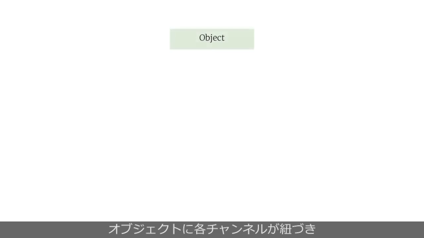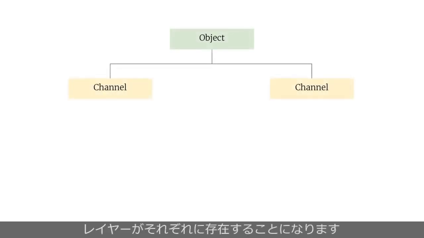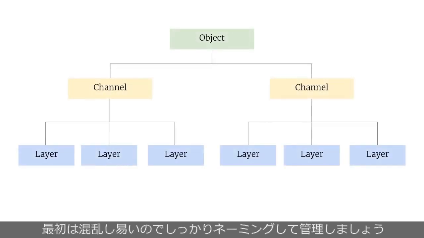So that's a brief overview of the texturing hierarchy in Mari. For each object, you can have multiple channels with multiple layers inside each of them. It can get a bit confusing, so good naming is always really important.